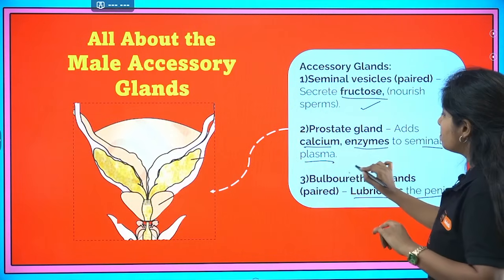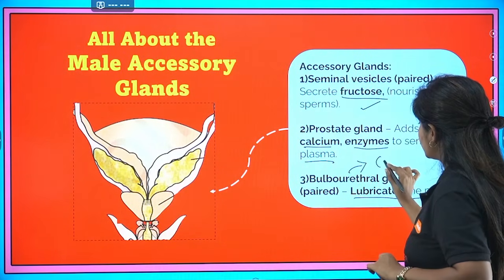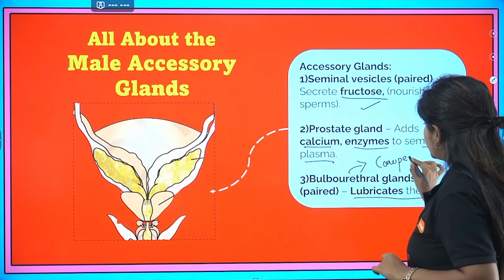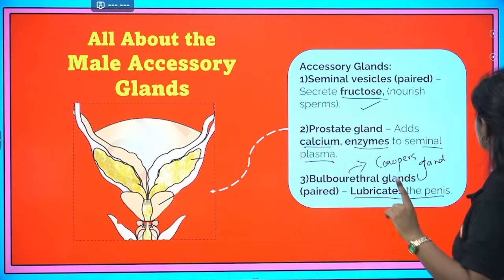Also one more thing, bulbourethral gland is also known as Cowper's gland. What do you call this? Cowper's gland. Remember that also. Fine.